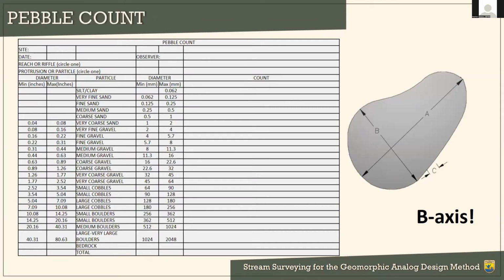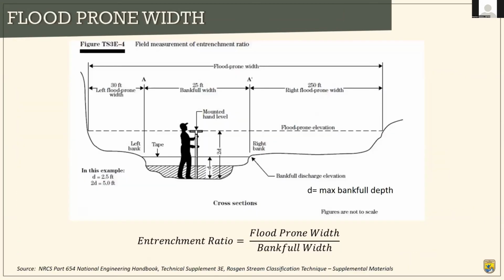This is just a pebble count data sheet. Make sure you measure the B axis. And the flood prone width will help us to calculate our entrenchment ratio. The flood prone width is the width of the floodplain at 2 times the maximum bankfull depth.